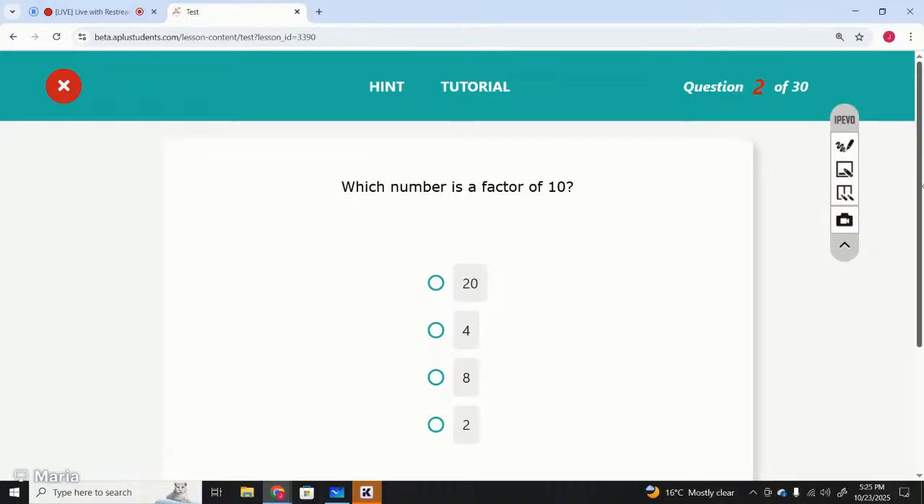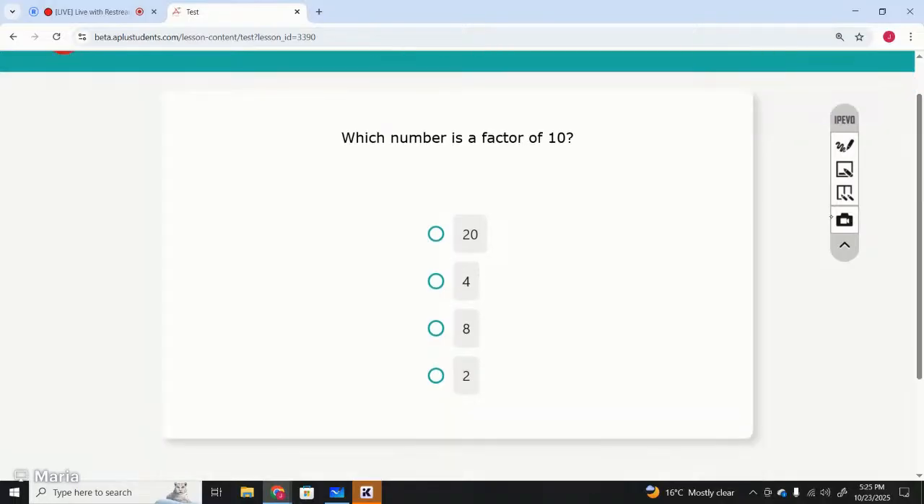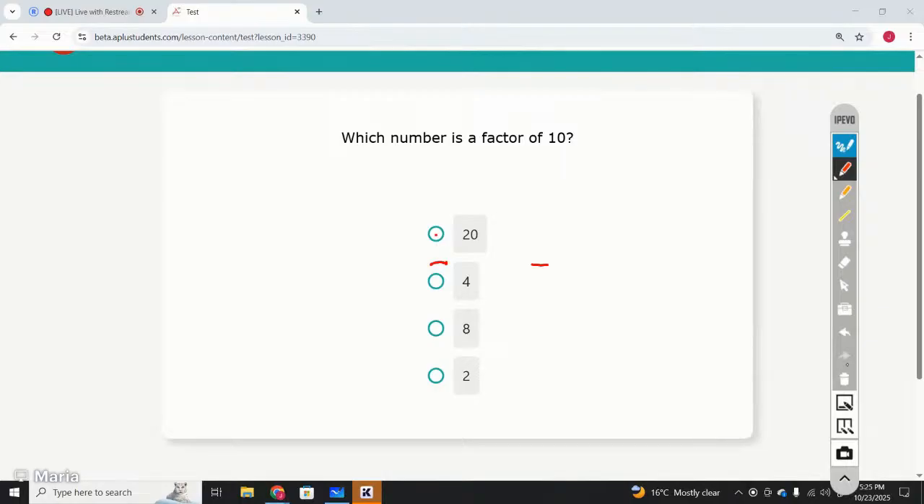Which number is a factor of 10? Factor means the numbers that can evenly divide 10. So the only number that can divide 10 is 2, because 2 times 5 is 10. You don't have any other.